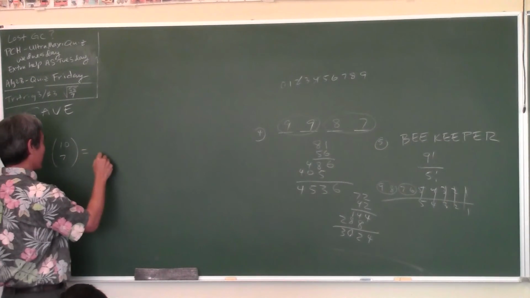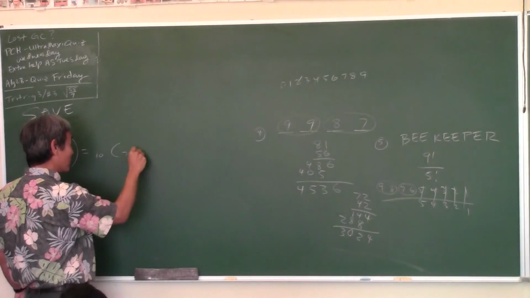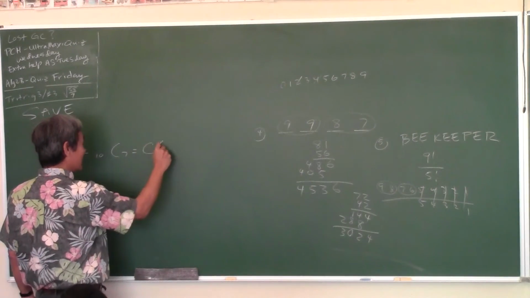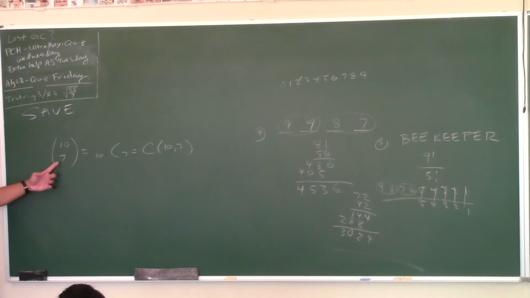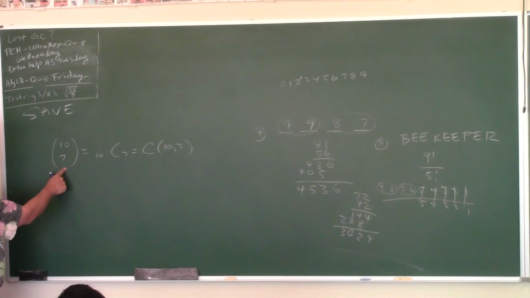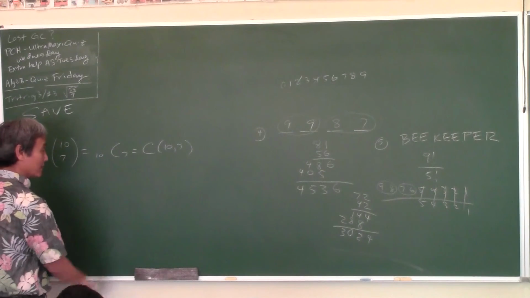Or would you rather write it like this? 10 C7, or the way your book does it, C10 comma 7? It doesn't matter. I'm used to teaching pre-calculus, so I always like that. Plus, it looks more mathematical, yeah? Yeah, when you do this, you're smarter. Impress your friends right there.